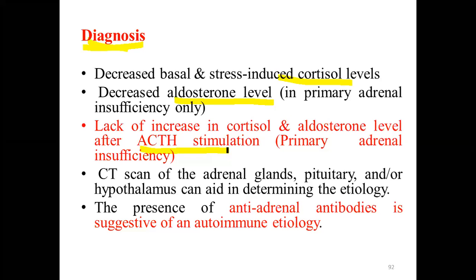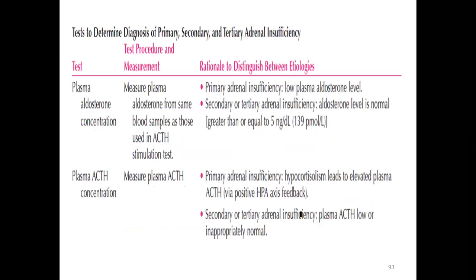So this is another mechanism, but mostly the serum level of cortisol and aldosterone are the most common tests that can be considered in case of adrenal insufficiency. Then the other thing we need to know is about the CT scan of the gland, the pituitary and the hypothalamus, which will tell us where the source of the problem is. Then, of course, we can do an anti-adrenal antibody test that will suggest whether the patient is having any autoimmune condition or not. So those are the tests.